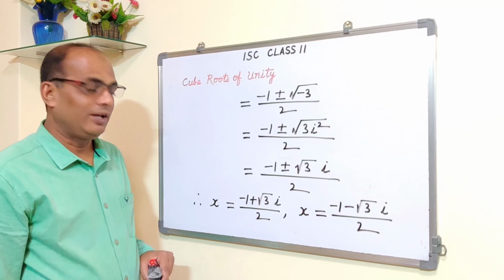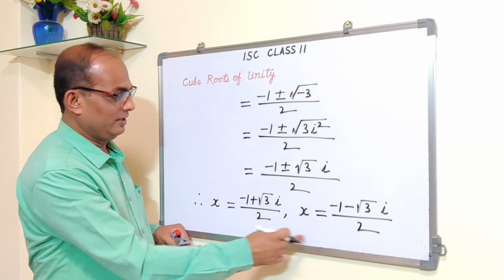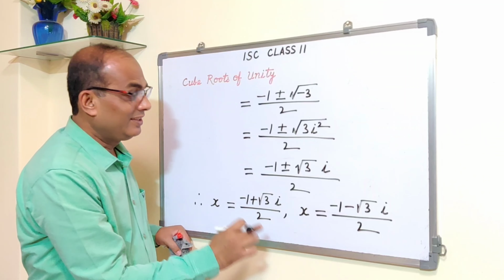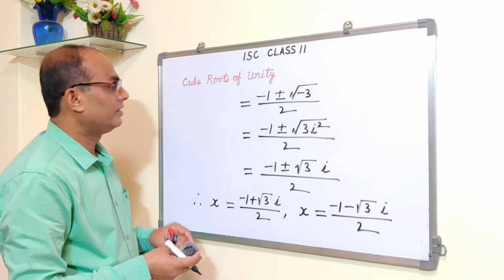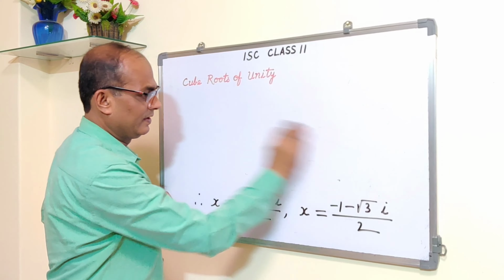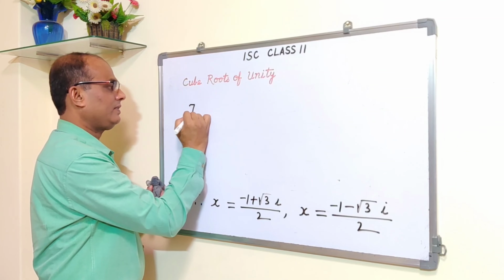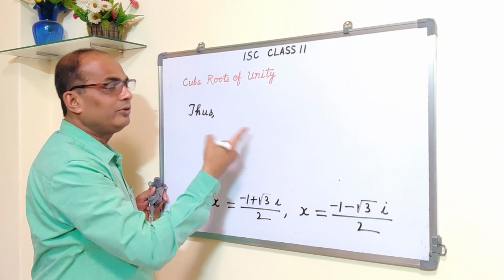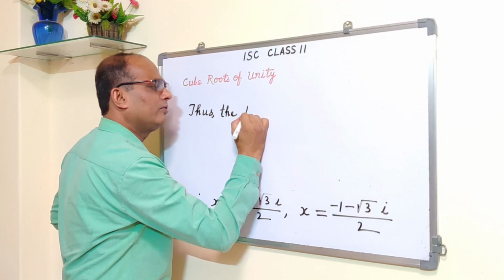So thus we got three values. The first value is 1, since in the beginning we got x is equal to 1, and two values here, x is equal to this and this. These are complex numbers. So these are the three cube roots of unity. First let me write down the three cube roots of unity.